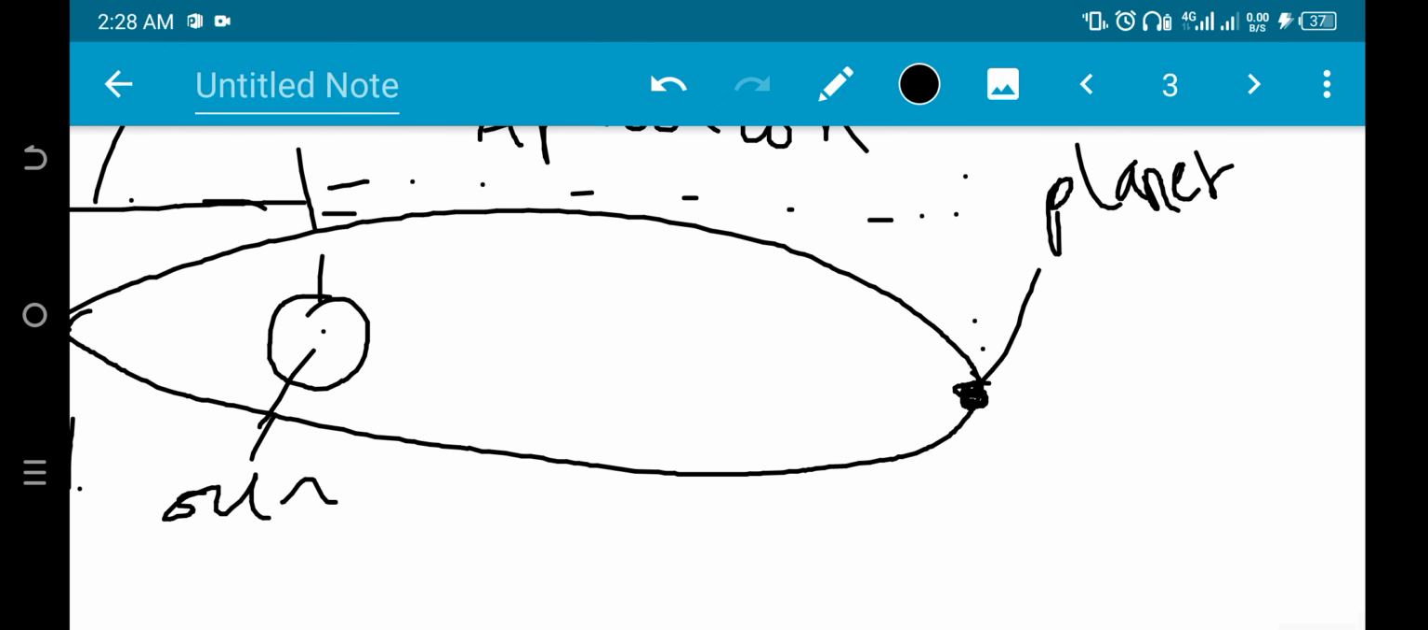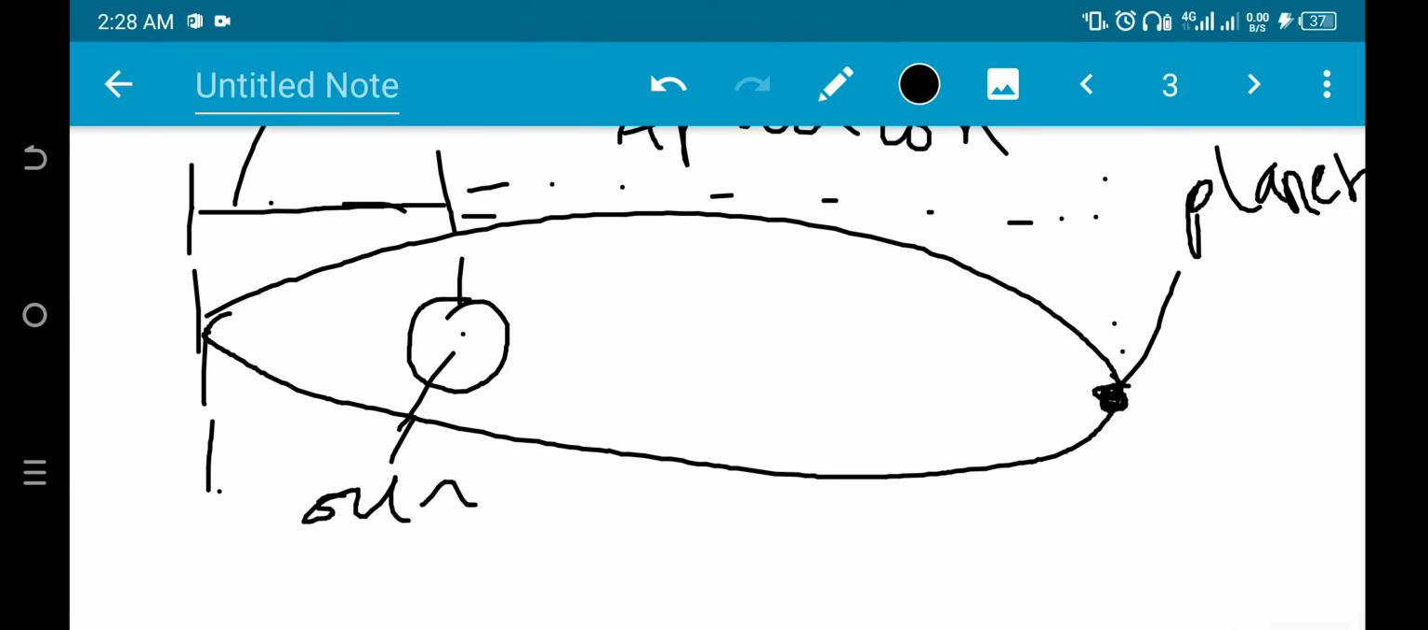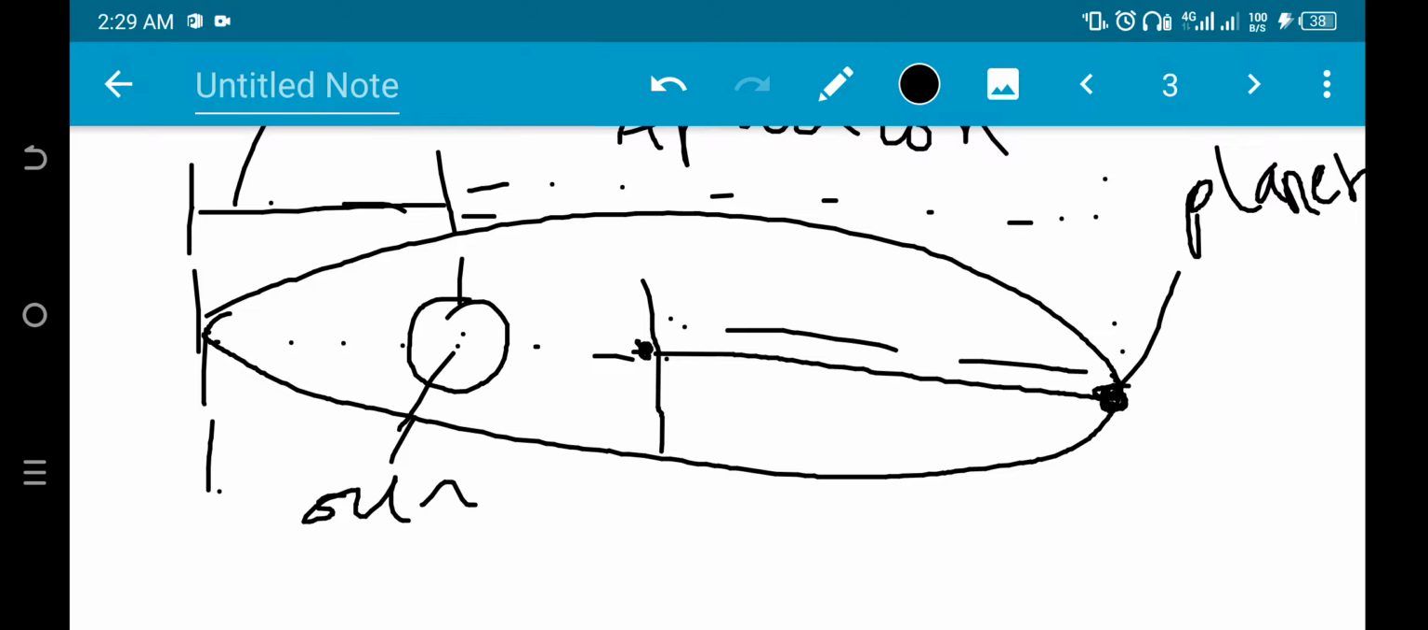Now there's this distance from the vertices to the center. The distance from the vertex to the center, this distance here, from this line to the vertex, is known as the mean distance. So for the application of the ellipse, you just need to understand this.